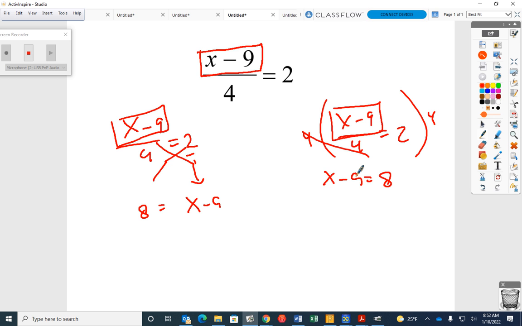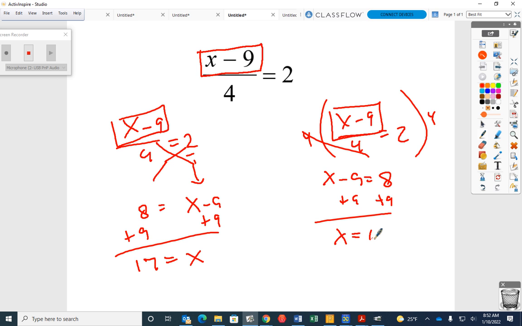Either way, I need to get rid of that negative 9. How do I get rid of negative 9 or minus 9? I add 9 here and I add 9 here. Now what do I have? 17 equals x. If I did it over here, I would add 9, and what do I have? X equals 17. Do you understand what we did on that one? That is not that difficult, is it?